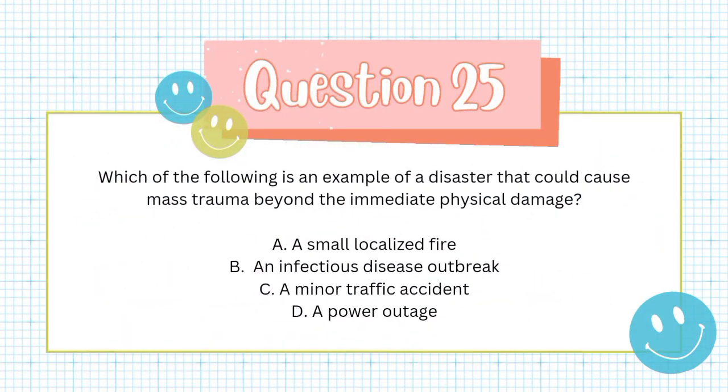25. Which of the following is an example of a disaster that could cause mass trauma beyond the immediate physical damage? A. A small localized fire. B. An infectious disease outbreak. C. A minor traffic accident. D. A power outage. The correct answer is B. An infectious disease outbreak.